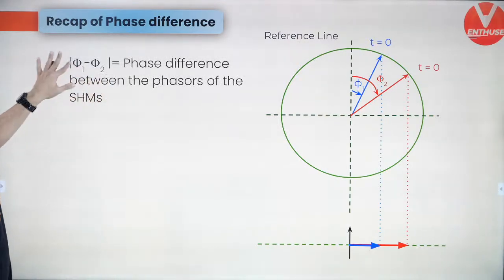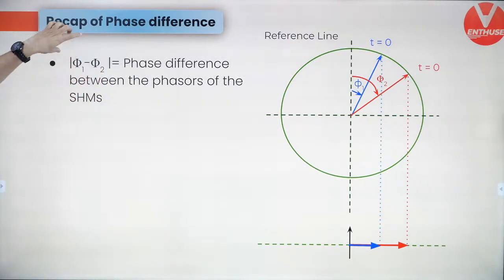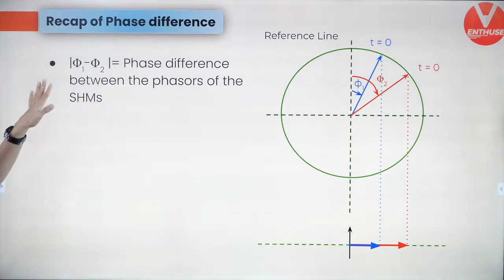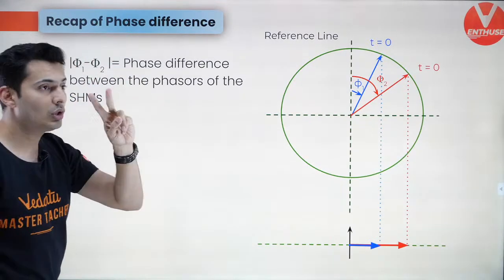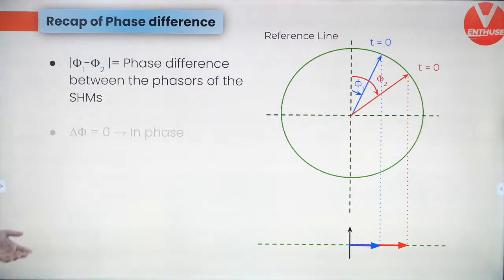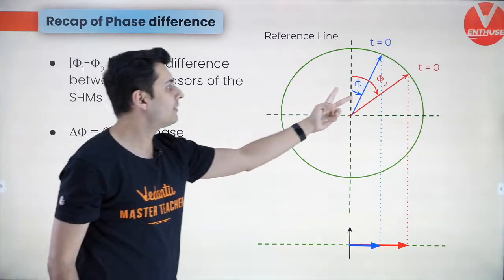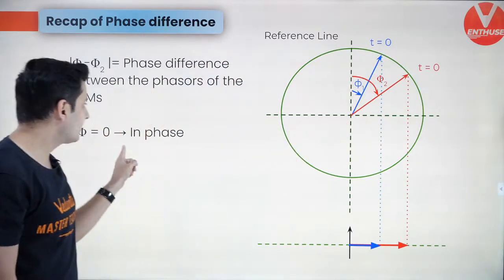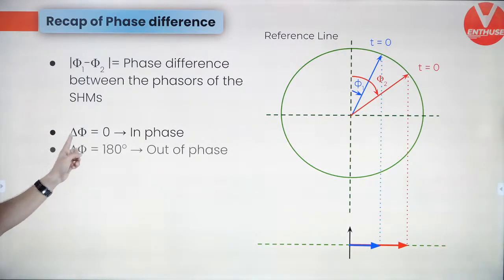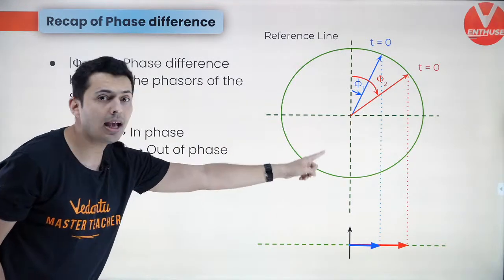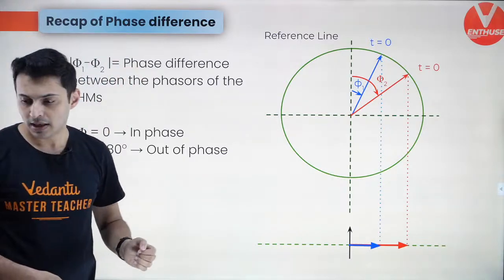So phi 1 minus phi 2, whichever is bigger comes first. So I have put a modular symbol there. It's called the phase difference between two SHMs. That's what I have told you. And if this phase difference is 0, they are said to be in phase. And if delta phi is 180, this is said to be out of phase. Is this clear?